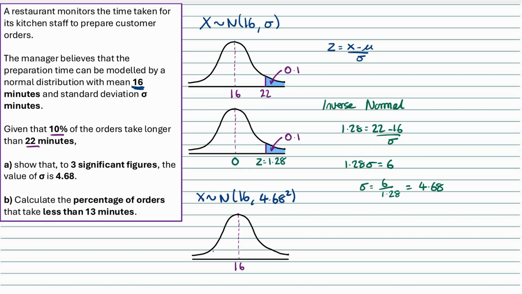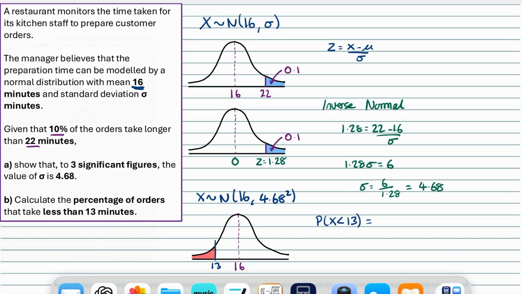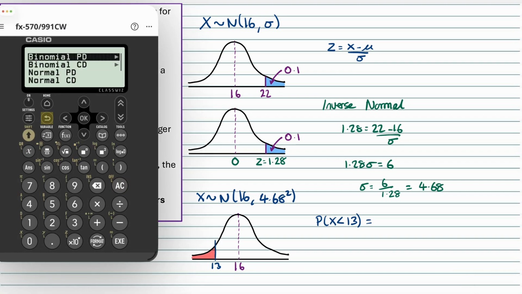So if we show this on the curve, we'll have 13 here, and we want to work out the area of this region. So we want the probability of x being less than 13, which we can work out on our calculators using normal CD. So we'll go back to our calculators, go back, we'll choose normal CD. Now the lower you can see is 3 standard deviations below the mean, or anything less than that. So I'm going to put in 0. The upper you can see is 13.